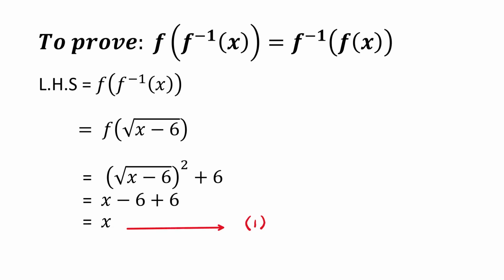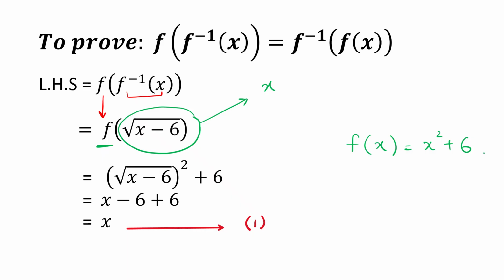Consider the left hand side, which is f of f inverse of x. Write this f as it is and substitute the value of this inverse function, which is under root x minus 6. Now consider this x minus 6 as x, or the input for the f function. The f function is this one. So replace x with this new value, which is under root x minus 6. And then after further simplification, we get x as the answer.